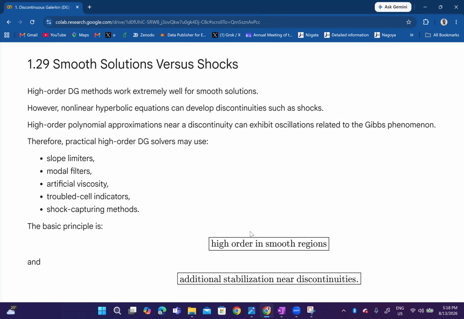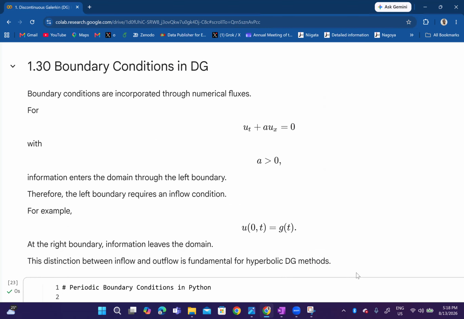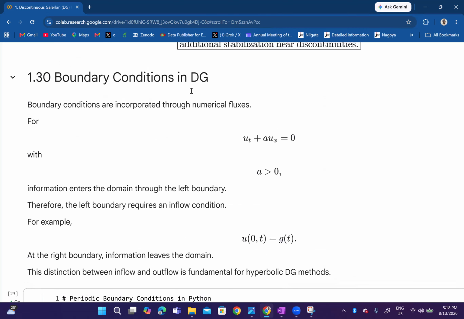So as a result, to avoid all these troubles, you need high order in smooth regions and additional stabilization near discontinuities. Then we have the boundary conditions in discontinuous Galerkin. Boundary conditions are incorporated through numerical fluxes.